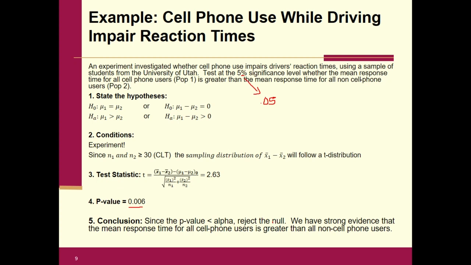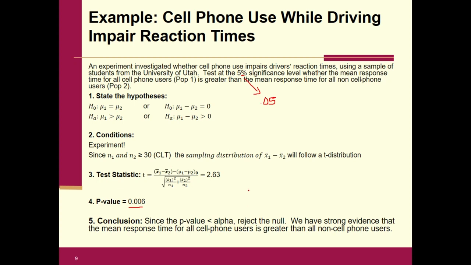What are we going to do? We're going to reject the null. And what does that mean? We have strong evidence, so we have statistically significant evidence, we have sufficiently strong evidence that the mean response time for all cell phone users is greater than that for all the non-cell phone users. So it looks like their reaction time was impaired because they had a longer average reaction time.